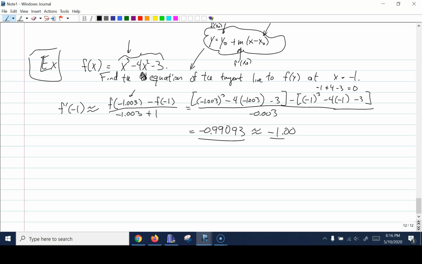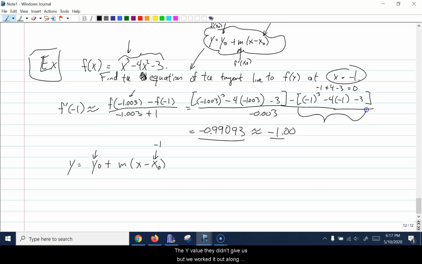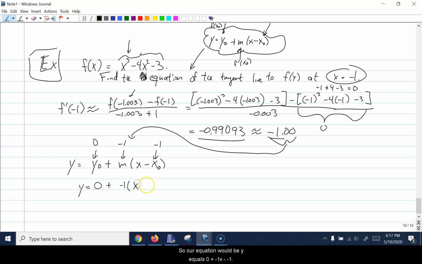So the equation of the tangent line should be y equals y value plus slope times x minus x value, and I know all these things. The x value they gave us, which we used a bunch, was -1. The y value they didn't give us, but we worked it out along the way. This number turned out to be 0. And the slope is the derivative that we just computed, which was coincidentally also -1. So our equation would be y equals 0 plus -1 times x minus -1.